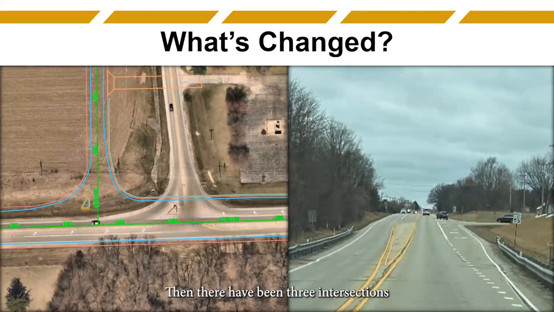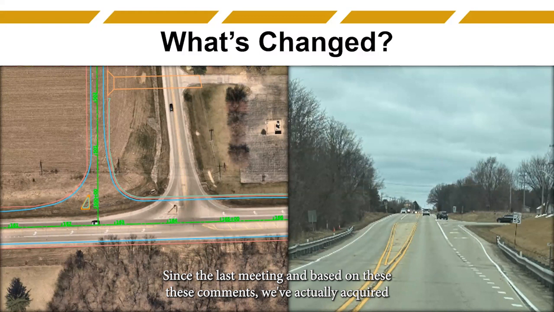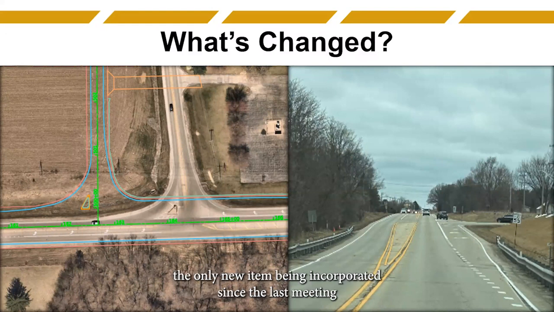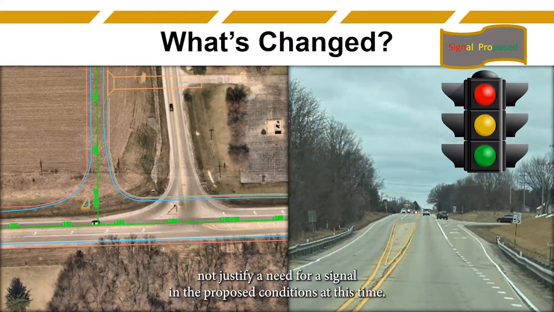And then there have been 3 intersections within the study area that we've received comments on. There were requests for a signal at Anderson Drive and Town Hall Road by residents, and there is a need for further investigation on how to reduce the delays at Dock Wolf for the Highline Street intersection. Since the last meeting, and based on these comments, we've actually acquired 2023 traffic counts and the latest available accident reports. Upon review of these items and the criteria that is required for a signal, the only new item being incorporated since the last meeting is the addition of a signal at the Town Hall Road intersection. The other two locations still do not justify a need for a signal in the proposed conditions at this time. And keep in mind, when we're looking at these traffic analyses, we're actually using 2045 traffic.